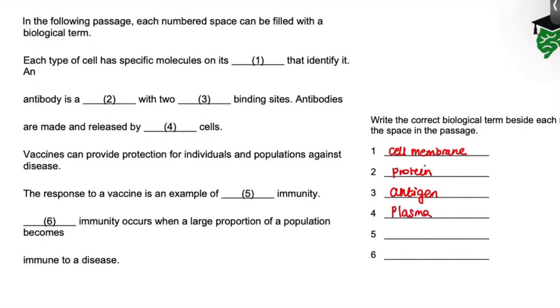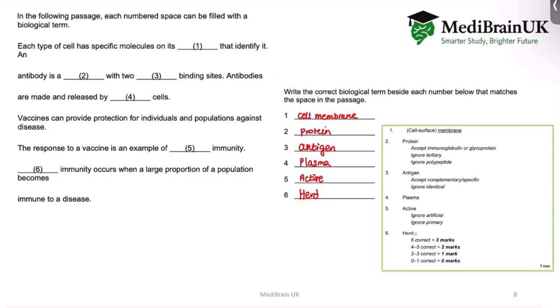And then vaccines can provide protection for individuals and populations against disease. The response to a vaccine is an example of what immunity? Remember, a vaccine is an example of active immunity. A dead or inactive form of a pathogen is injected into your body, and your body actively produces antibodies against it. So it's an example of active immunity. And then something immunity occurs when a large proportion of the population becomes immune to a disease, and that is what herd immunity is. So we would just write herd immunity.